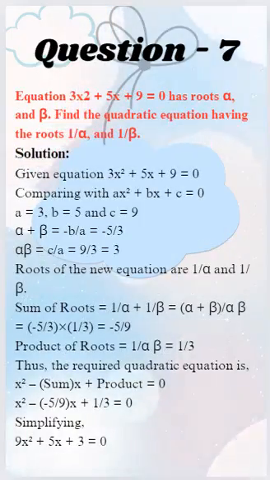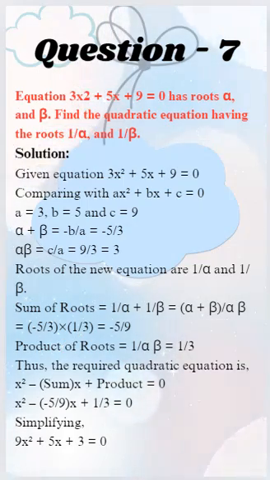Next question is, equation 3x square plus 5x plus 9 equal to 0 has roots alpha and beta. Find the quadratic equation having the roots 1 by alpha and 1 by beta. First compare the given equation with the standard quadratic equation ax square plus bx plus c equal to 0 and get the values of coefficients a, b and c. Use the sum of roots and product of roots formula. For the new equation, the roots are 1 by alpha and 1 by beta.